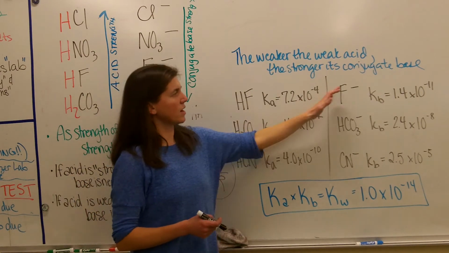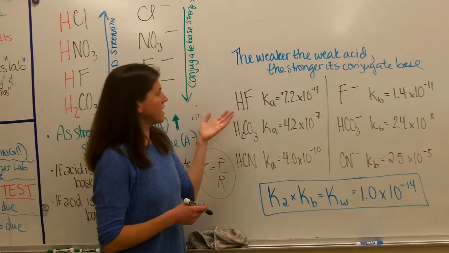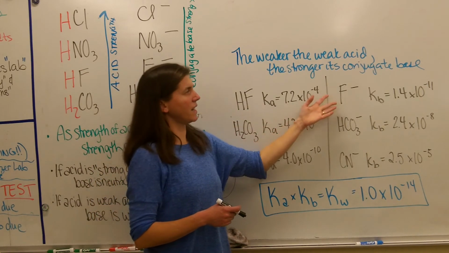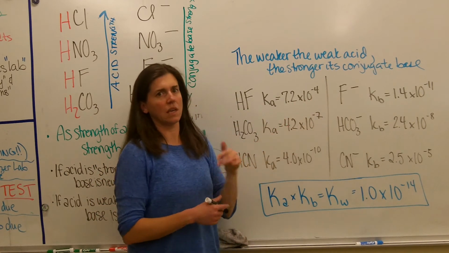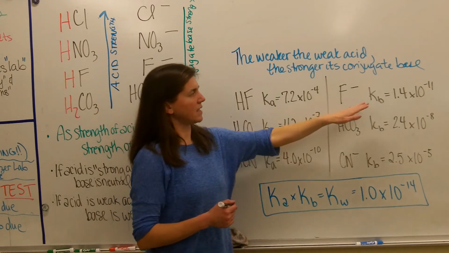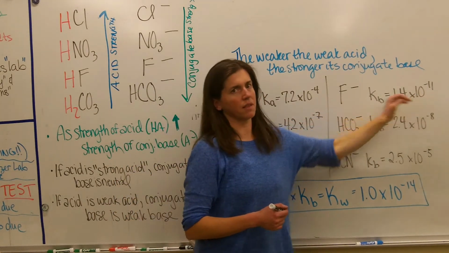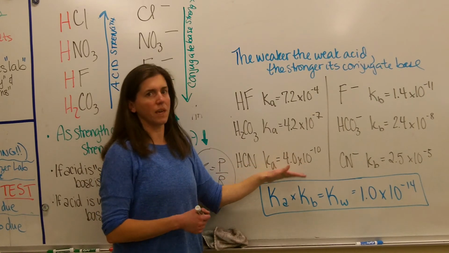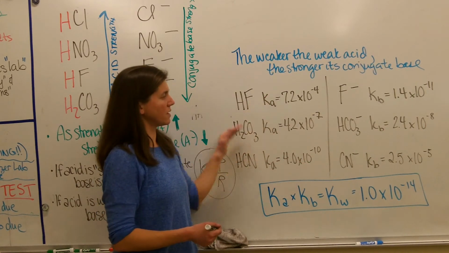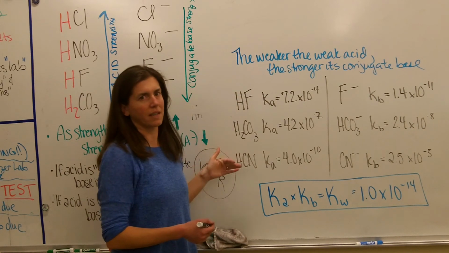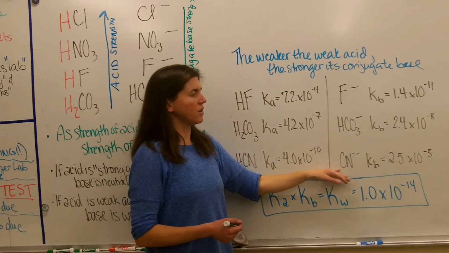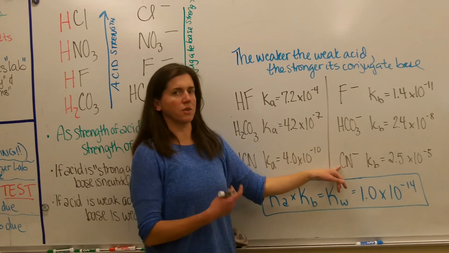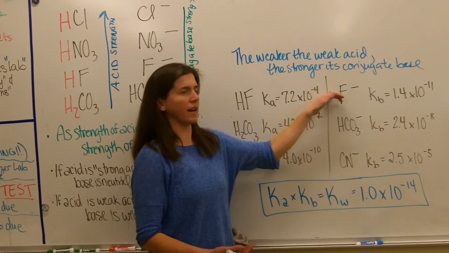If you look over here at their conjugate bases, since HF is a relatively strong weak acid, the F- ion will be a relatively weak base. Its Kb value is 10 to the negative 11th. If you go down here with HCN, and this is a relatively weak acid, it's got a small Ka value compared to other weak acids, that means its conjugate base will be stronger. So the cyanide ion is a stronger weak base than the fluoride ion.